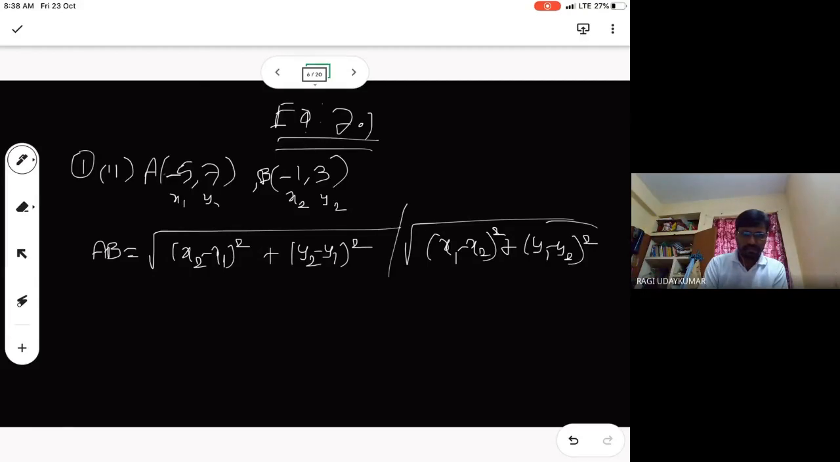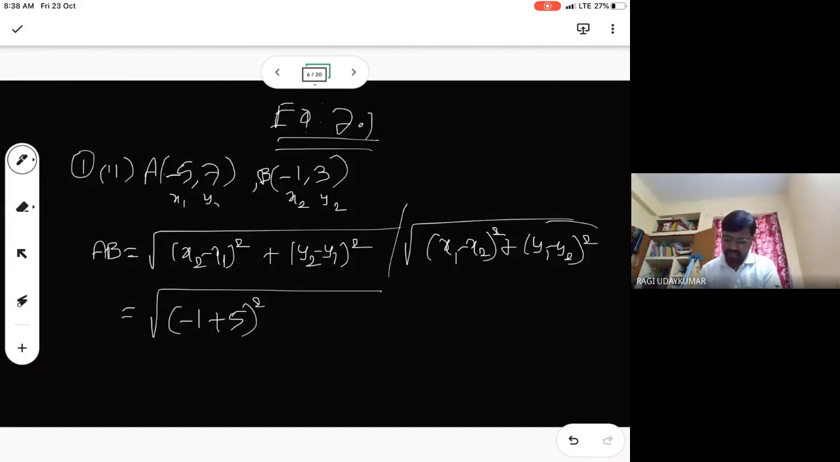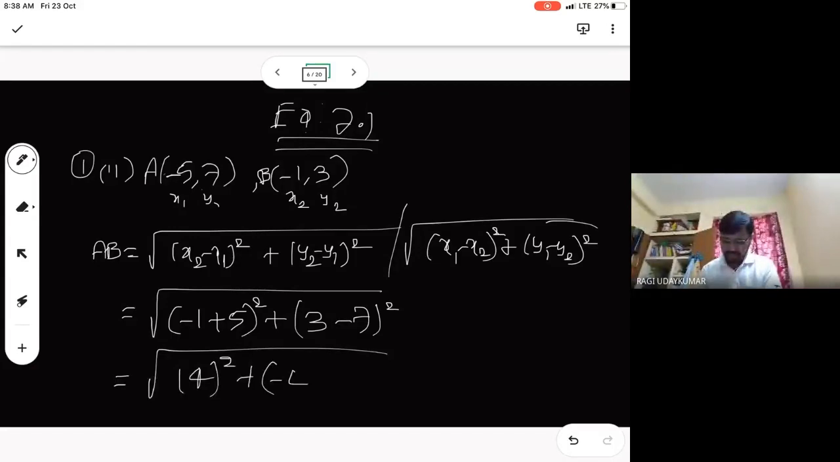Okay, so here, under root of x2 minus x1, that is -1 minus (-5). Be careful: the formula has a minus and x1 is -5, so this becomes plus. Most people make this mistake. Similarly 3 minus, as in the formula, y1 which is 7. So be careful about it. So 4 square plus (-4) whole square, which is equal to 16 plus 16, under root of 32. You have to write units, because it is a distance.